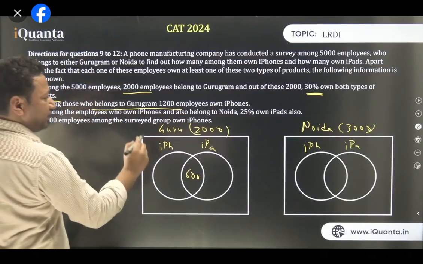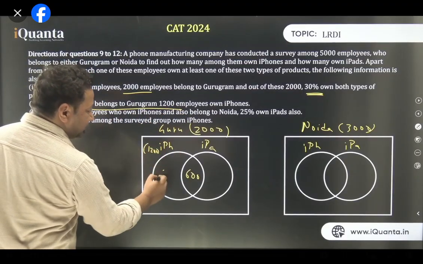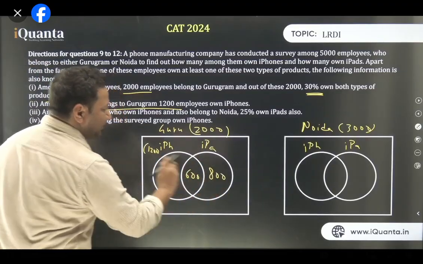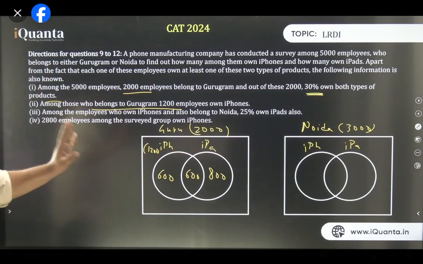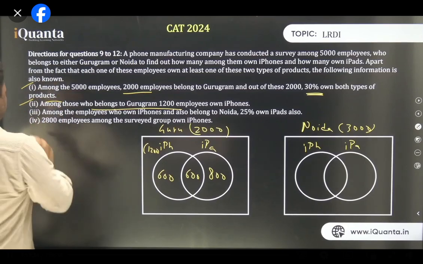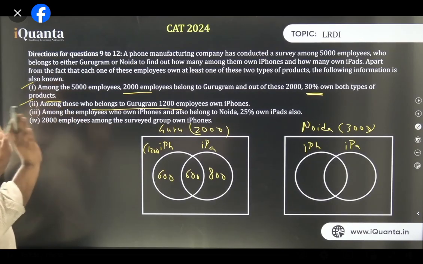1,200 employees own iPhones. So in iPhones it is 1,200, which means this is 600 automatically. 600 plus 600 is 1,200. The remaining 800 will have only iPads. Gurugram is solved. I'm doing it quickly. Did everyone understand? First and second are understood, Gurugram is clear. Third says among those people, okay, you are having trouble with the third, so let's read the fourth first.